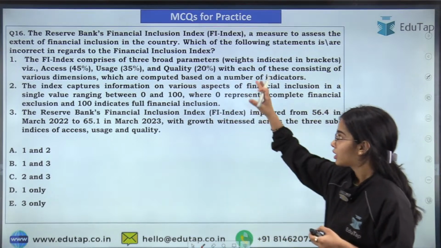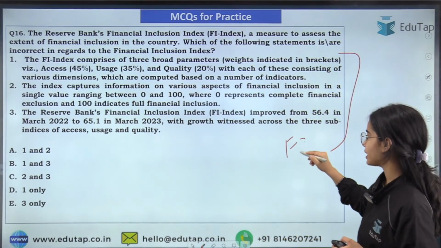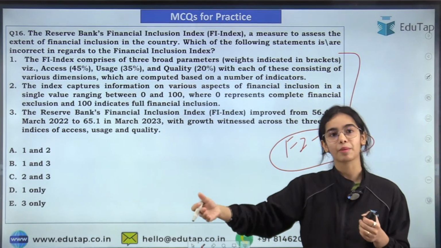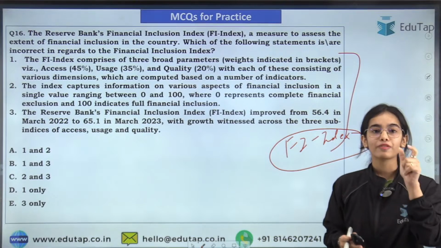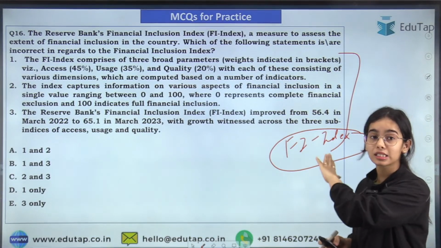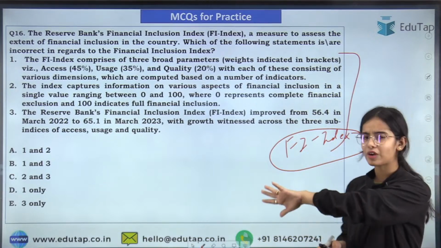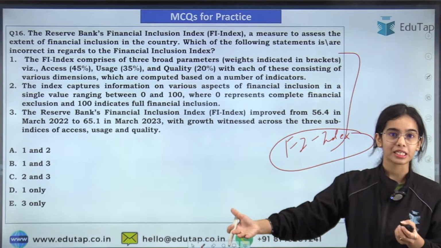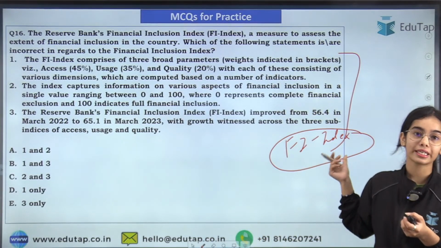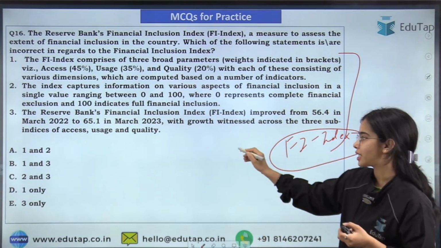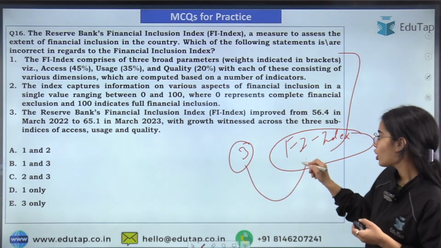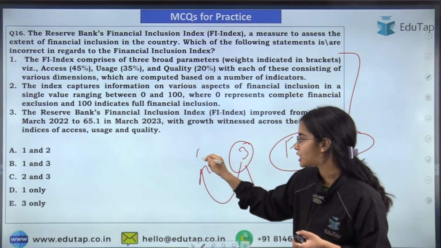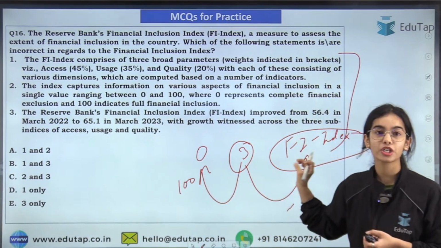Next, coming to the next question, the financial inclusion index. If you remember, in the NABARD examination the previous year, the financial inclusion index came directly in the descriptive answer writing. In the context of the financial inclusion index, financial inclusion had to be explained, and the whole index had to be explained. You must know that there are three parameters, or three components, of the financial inclusion index. What is the weightage of these three, and what is the meaning of 0, what is the meaning of 100 in the financial inclusion index?